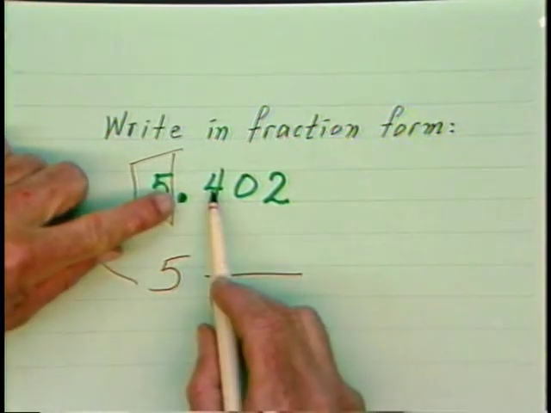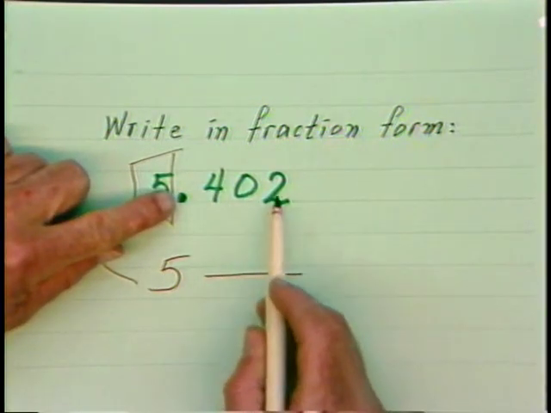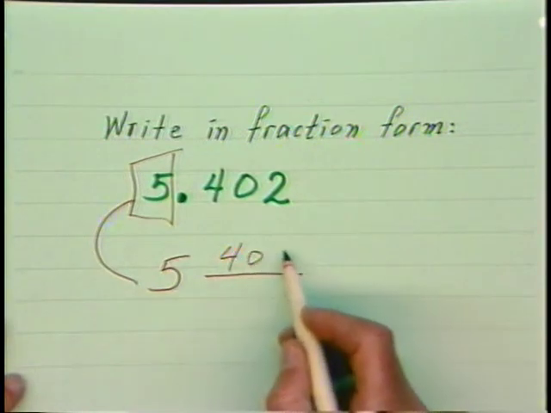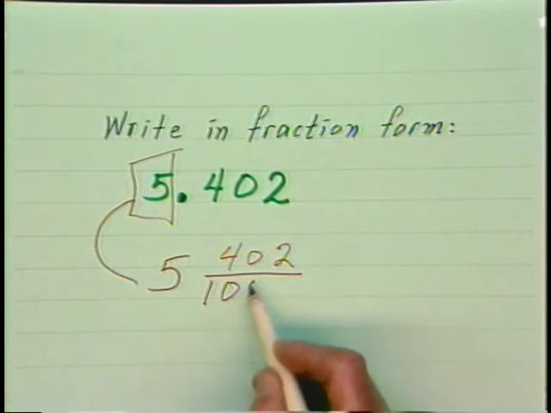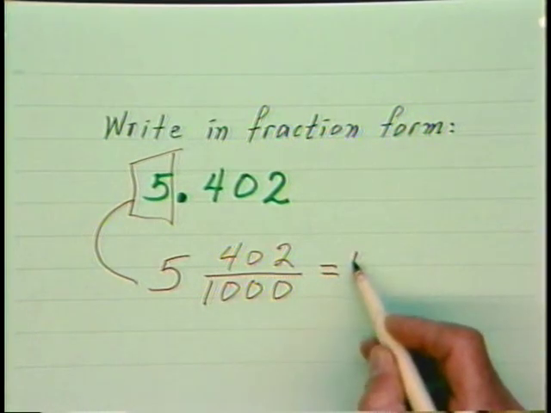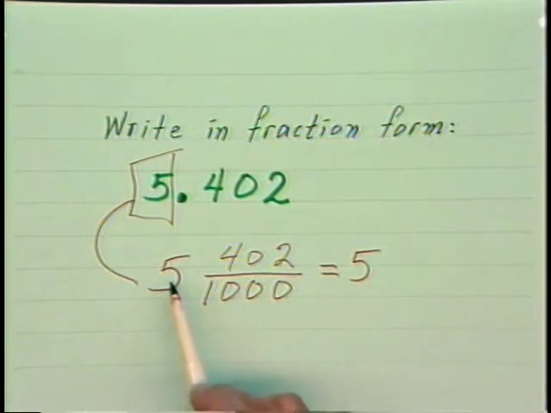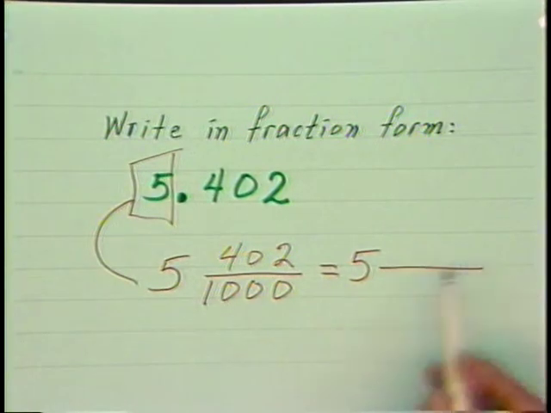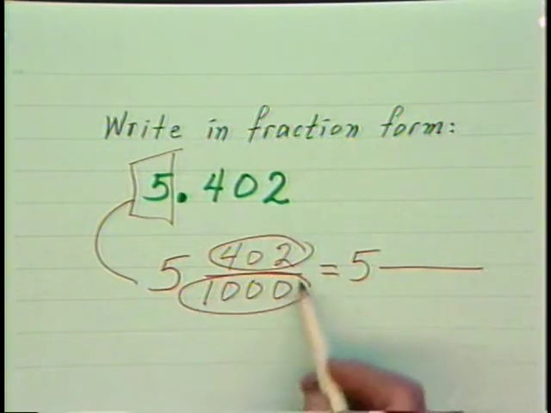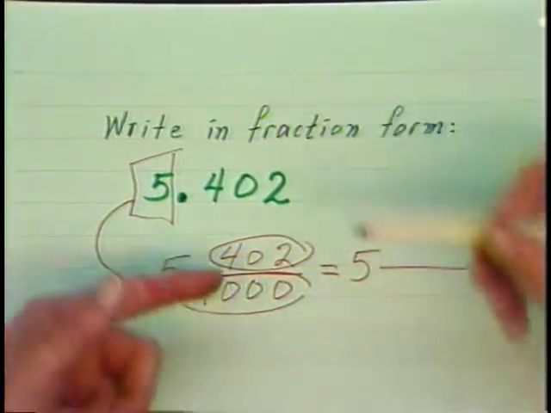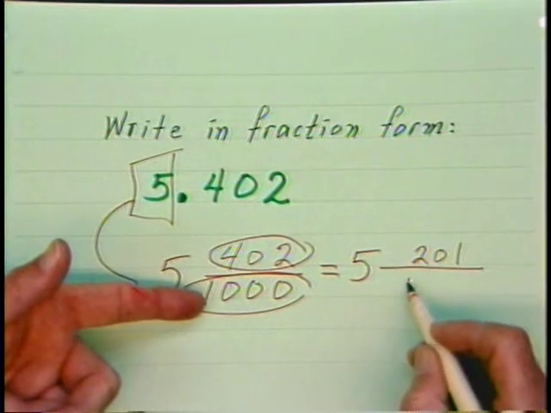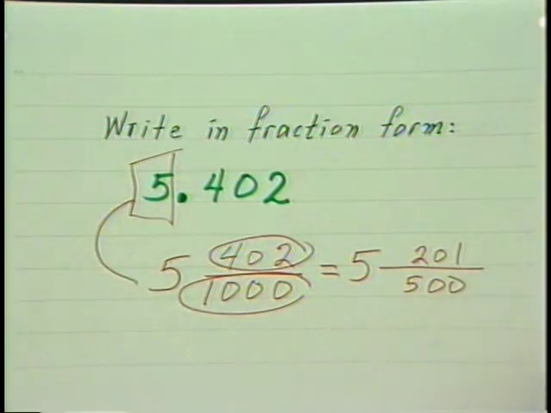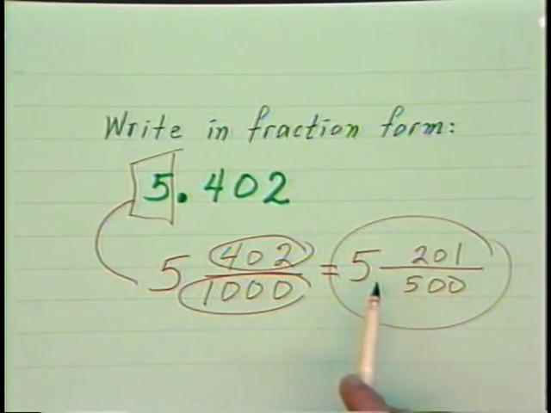Then decimal-wise, this is 402 thousandths. So you simply say it, and then reduce. And of course, again, the whole number does not change. And we can see that 2 will divide both the top and bottom. So that goes into the top 201 times in this case, and the bottom 500 times. And this is reduced as a mixed number now.